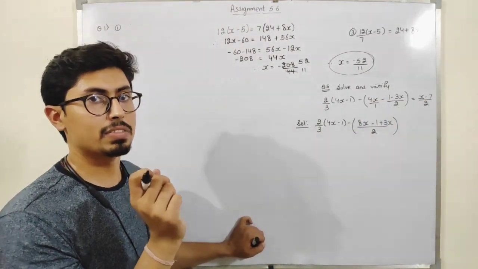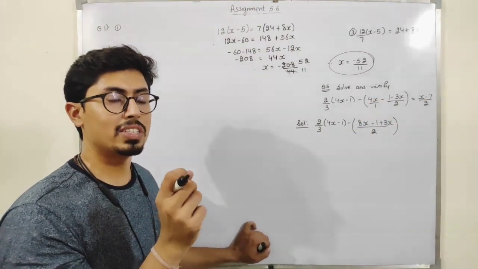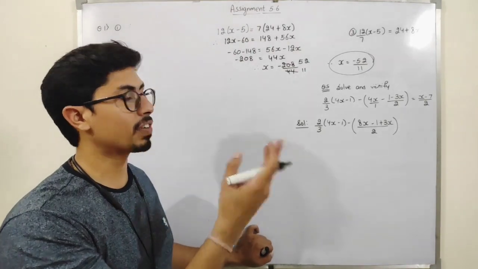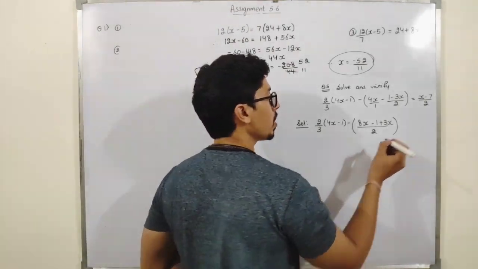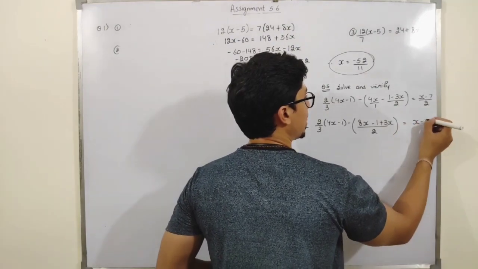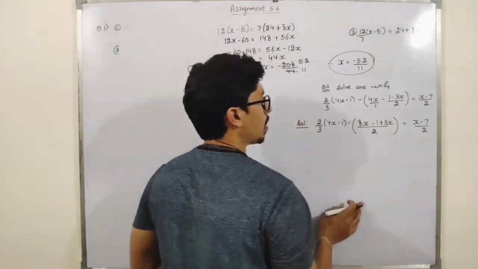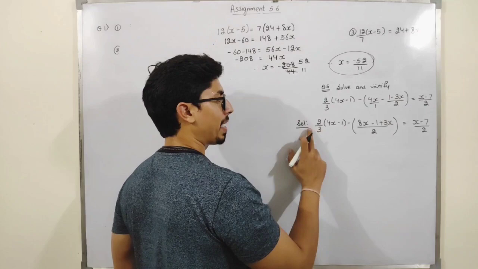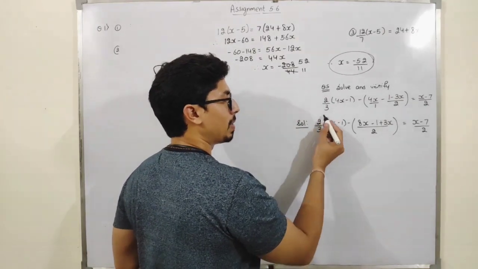So what does the negative sign do? The negative sign changes the particular sign after that number. Okay. So here I can write x minus 7 by 2 as it is. Now students see, just multiply it inside, just multiply these two.